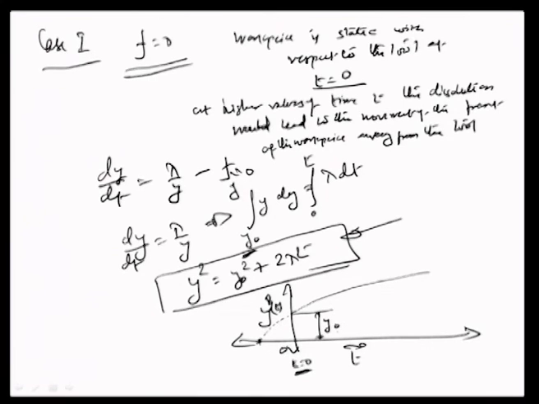So, typically this is a parabolic equation, the equation for a parabola, as indicated by y square equal to y 0 square plus 2 lambda t here. And that is how the distance would behave with respect to time when the feed f is considered to be 0.